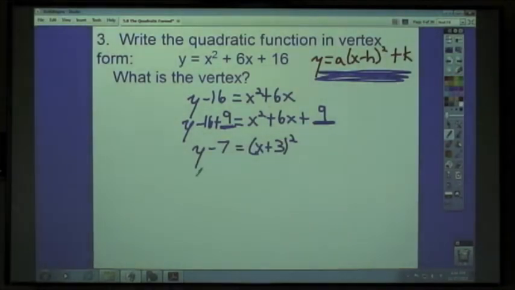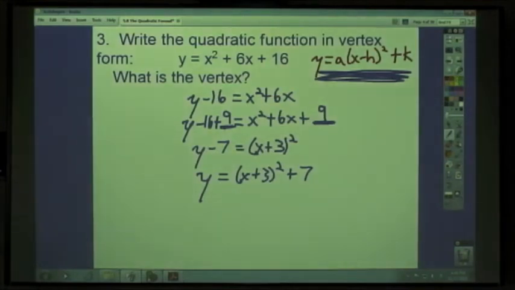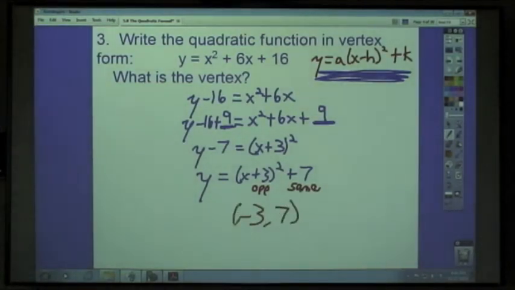So I want to add the 7 back over to the right-hand side, and I get y equals x plus 3 squared plus 7. Now it's in vertex form. And if you wanted to find the vertex, you take the opposite of this one and the same as this one right here, and you get negative 3, positive 7. That would actually be where your vertex is located.